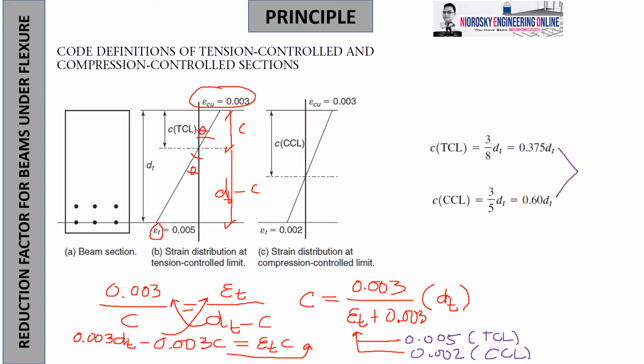So, this is very important, okay? It means that for tension control, it is all about 37.5% of our d sub t, or the distance from the last layer of reinforcement nearest to the tension fiber of the concrete up to the extreme fiber of the concrete. For compression control, it means 60% of the distance d sub t is used. Okay? So, how do we use these two?